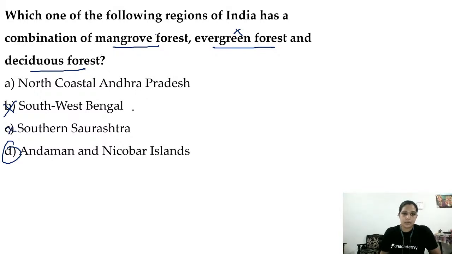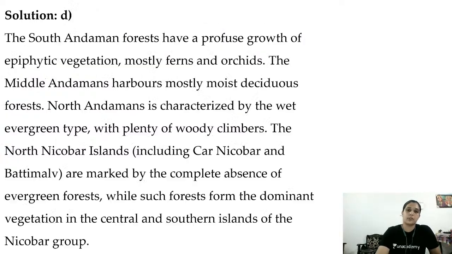Southern Saurashtra is like Gujarat, Gujarat part. So in Gujarat part, you don't have evergreen forest for sure. But Andaman Nicobar, you have mangrove on the coastal, and then you have deciduous forest, and then you have evergreen forest. So this is the correct thing. Andaman and Nicobar.